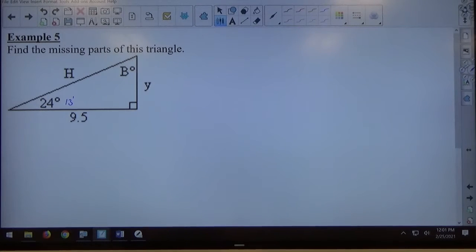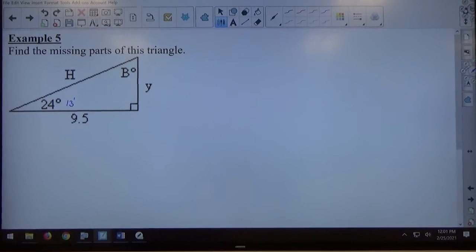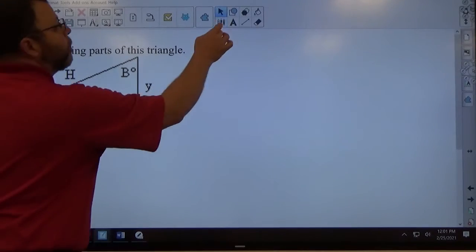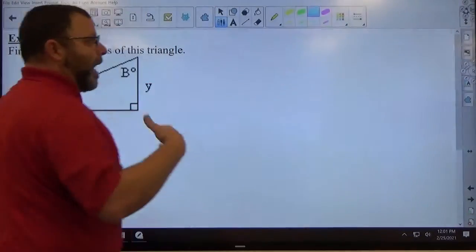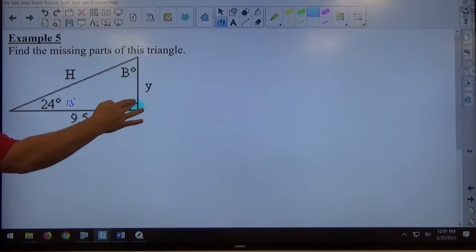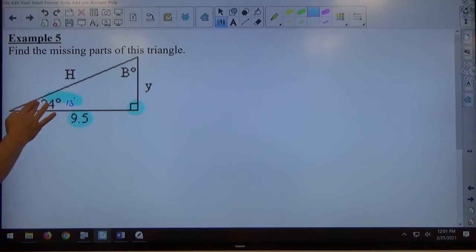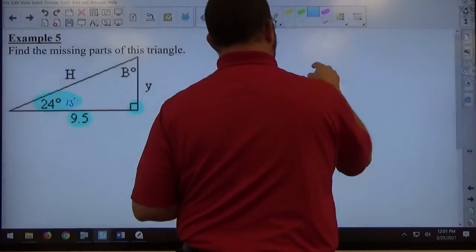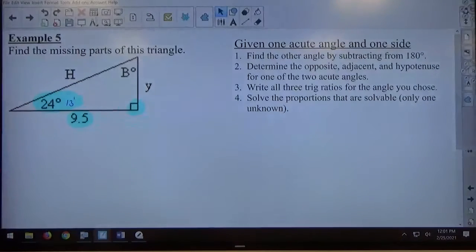The missing parts, of course, are H, B, and Y. B is an angle, H and Y are sides. And just like I told you yesterday, we determine how to do a problem like this based on what we know. We have a right triangle where we know a side and we know an acute angle. So when we have that information, we're going to use the technique for knowing one acute angle and one side of a right triangle to find all the missing pieces.